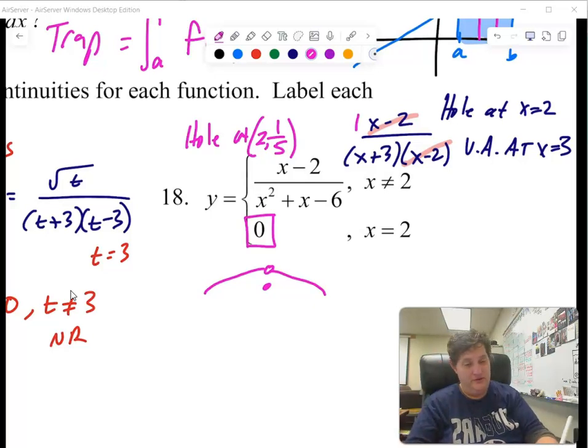So these are both discontinuities. That one's removable, and that one's non-removable. The way that we remove it is we would just say, let's fill it in at 1/5, and then we would remove it. Okay, so that's a little bit of review on what that stuff means.